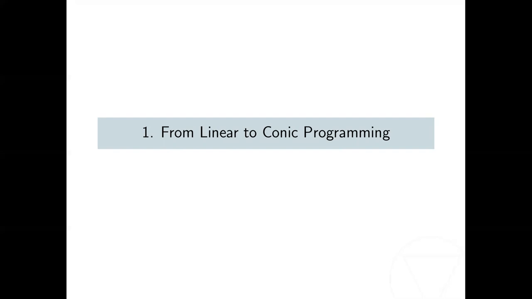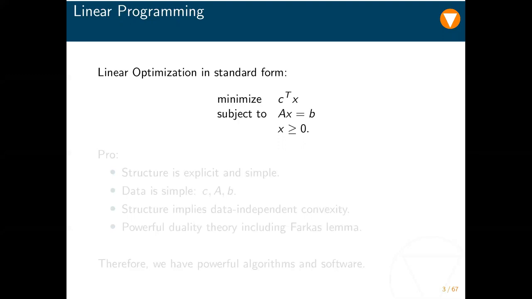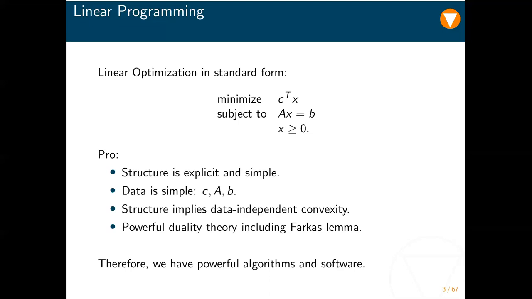A linear optimization problem in standard form, or the standard form we are going to use here, is this. You have a linear function that you minimize over a set of linear equality constraints, and you constrain your variable vector x to be non-negative. So a very simple form. And this has arguably some advantages, or some nice points that one can notice.